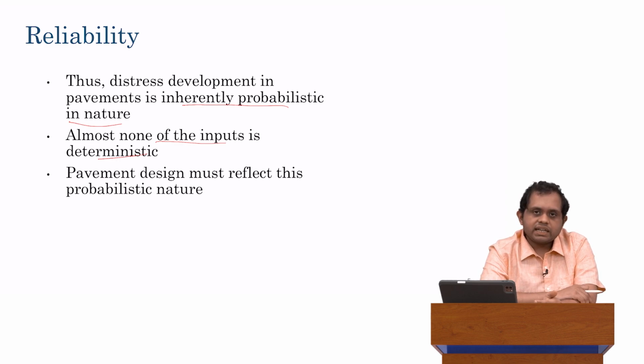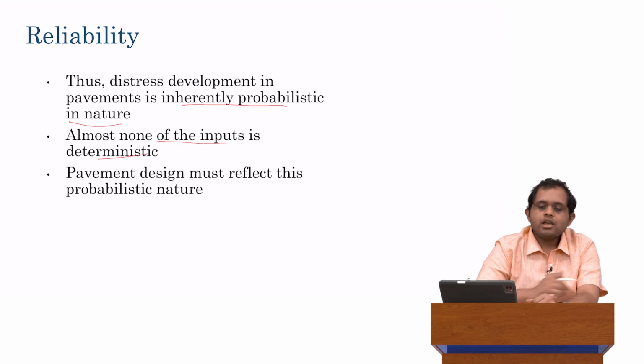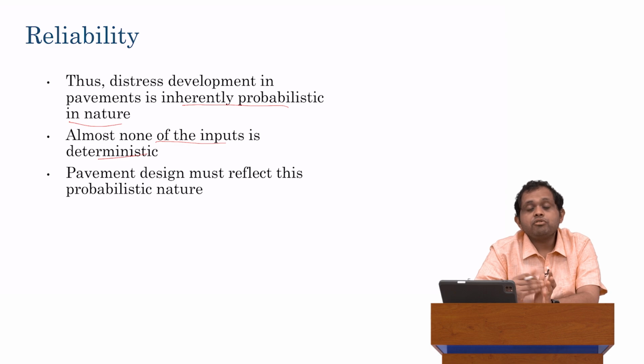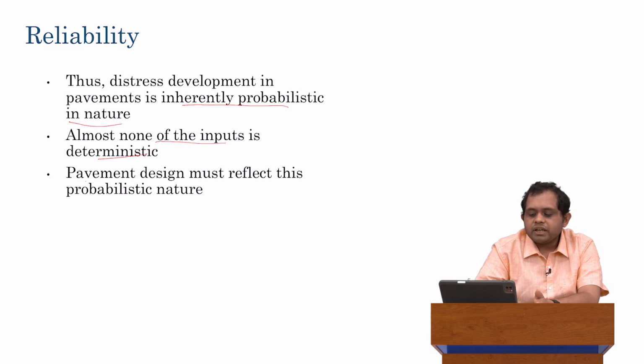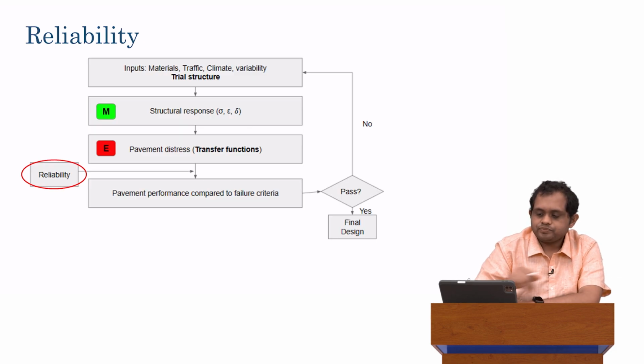But in real life, we know that these inputs have a probabilistic nature, that is, you don't get an exact value, you get it within some range. And we know that the distresses in real life are also probabilistic in nature. Even if you know all the inputs within a certain range, the outputs are still going to have some variability. So if in real life our pavement performance is probabilistic, then our pavement design must also reflect this probabilistic nature. So far we've been doing deterministic design, and that clearly is not correct. We should be taking into account that pavement performance is probabilistic in our designs.